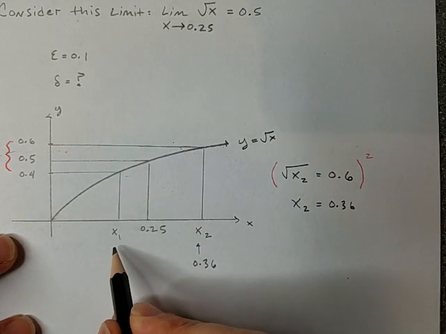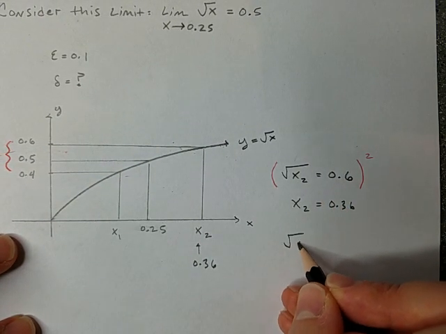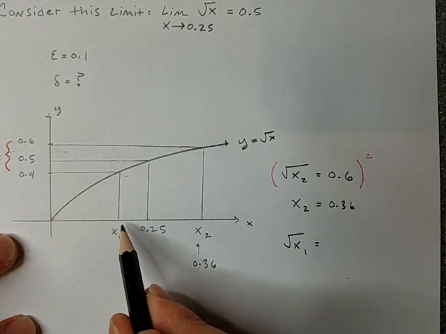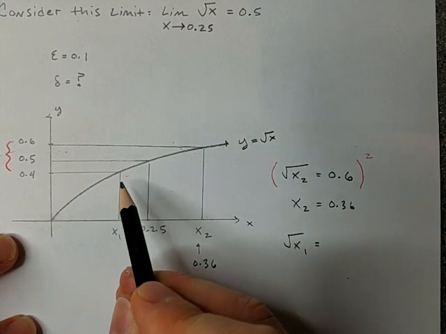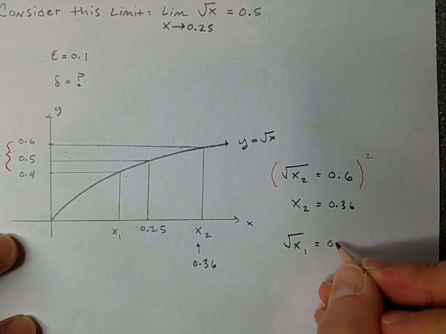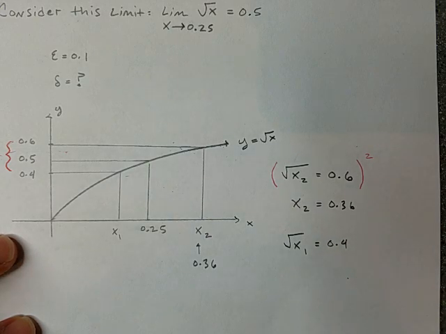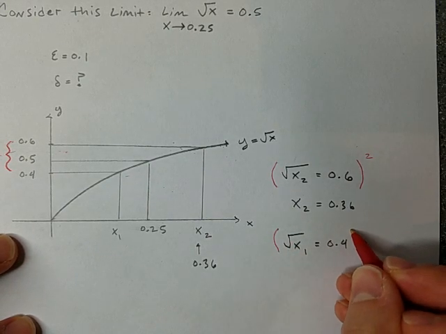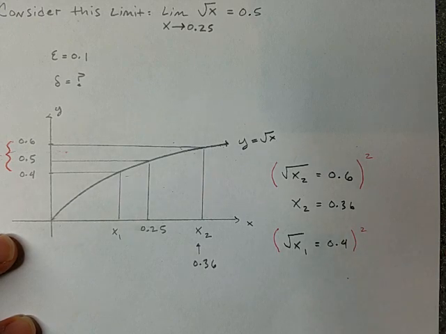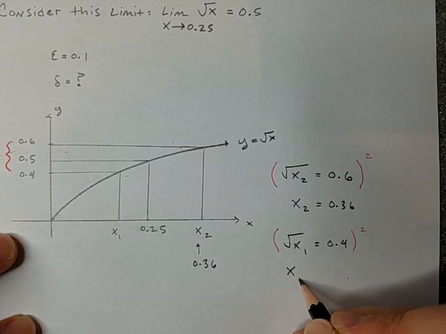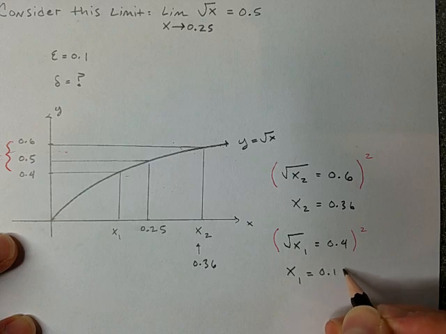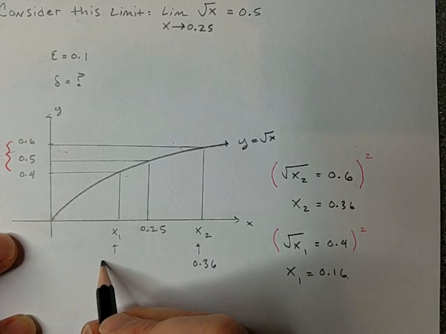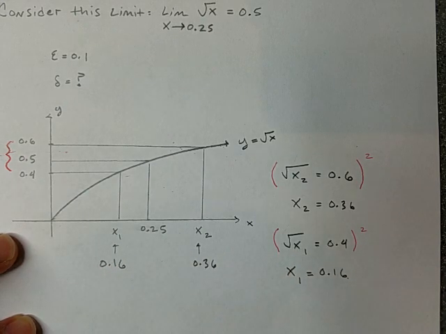This other number, x1, we'll solve it in the same way. We'll say root x1. What would x1 give you if you put it into this function? It would give you y to be 0.4. So we'll say root x1 is 0.4. And then we'll solve it the same way. We'll square both sides. And we'll get x1 is 0.16. Okay, so that number right there is 0.16.